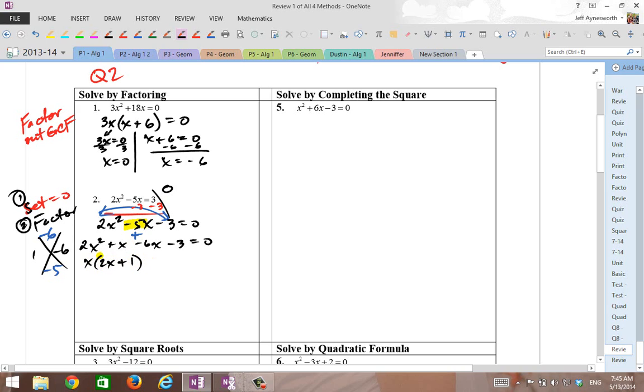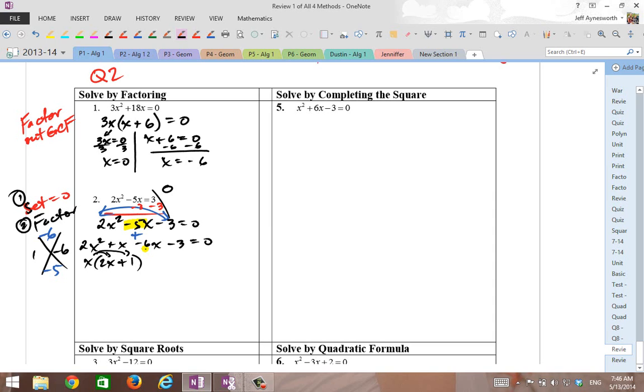You got to remember, look at this. You got to distribute back through to check. You always mentally check. You should have a document over there. There you go. That's the one on the right. You should distribute mentally back through to check to make sure you get the previous step. All right? X times 2x is 2x squared. X times 1 is x.